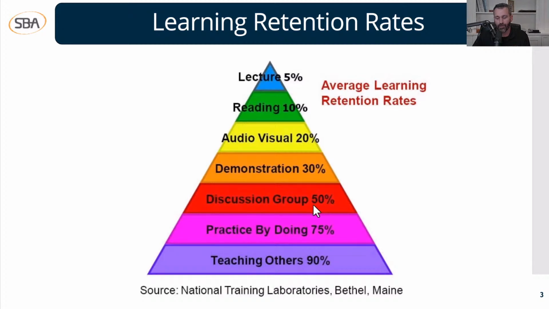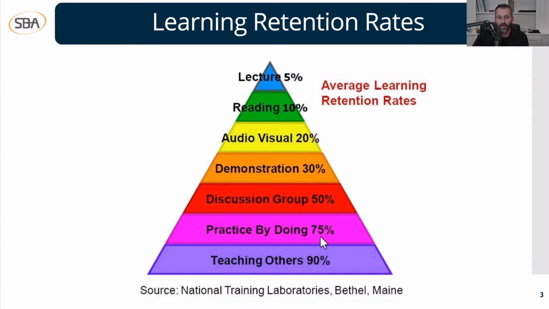So discussion groups, that's 50% learning, because they're actually engaging in the conversation and thinking of answers as they're going through it. Okay, so that's a discussion group. Next, we have practice by doing. This would be an example of the student actually doing something, not the teacher. Okay, the demonstration was more like the teacher demonstrating something.